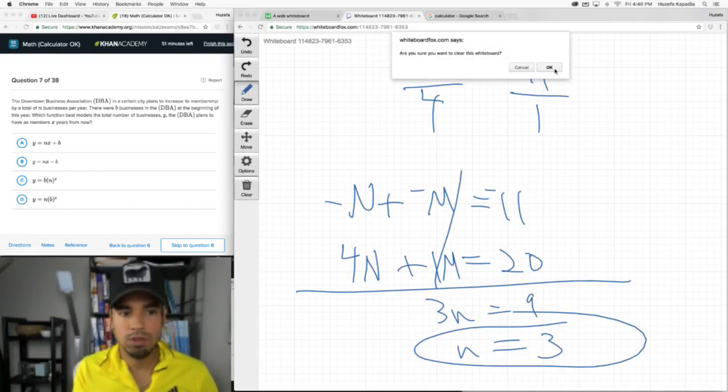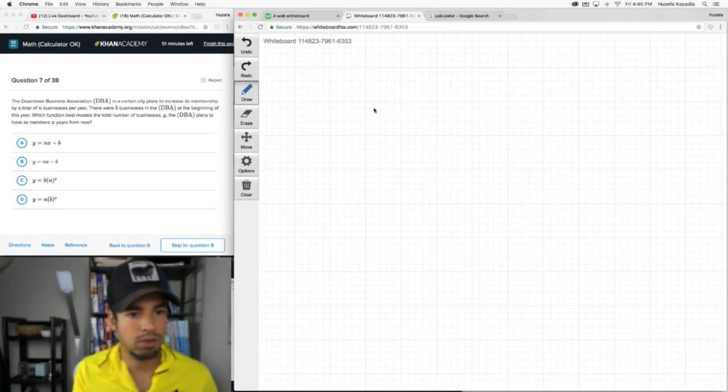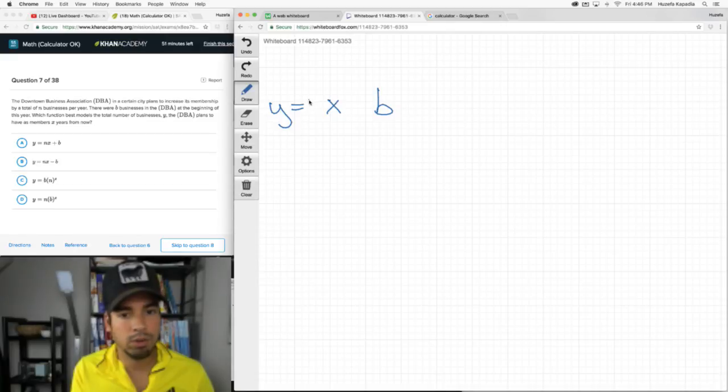The Downtown Business Association in a certain city plans to increase its membership by a total number of N businesses per year. There were B businesses in the DBA at the beginning. So B is our constant. That's just what our constant is. And which function best models the total number of businesses Y the DBA plans to have X years from now? They're just saying every year we're increasing by N.